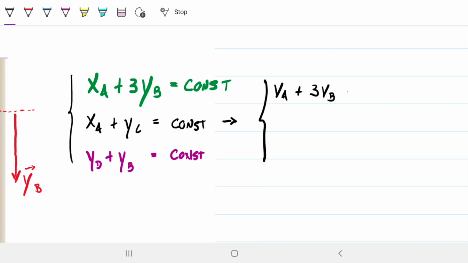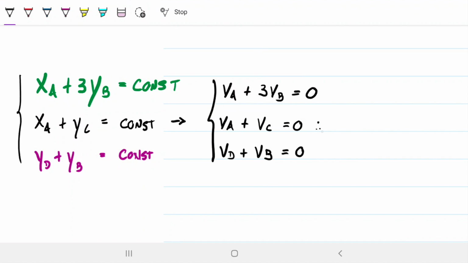the velocity of B, which has to be what? Has to be 0, right? Because the derivative of a constant is 0. Likewise, the velocity of A plus the velocity of C has to be 0. And the velocity of D plus the velocity of B has to be 0. Some of this gives us some insight, but some of it is just very intuitive. Like these ones, for instance, VA equals minus VC.